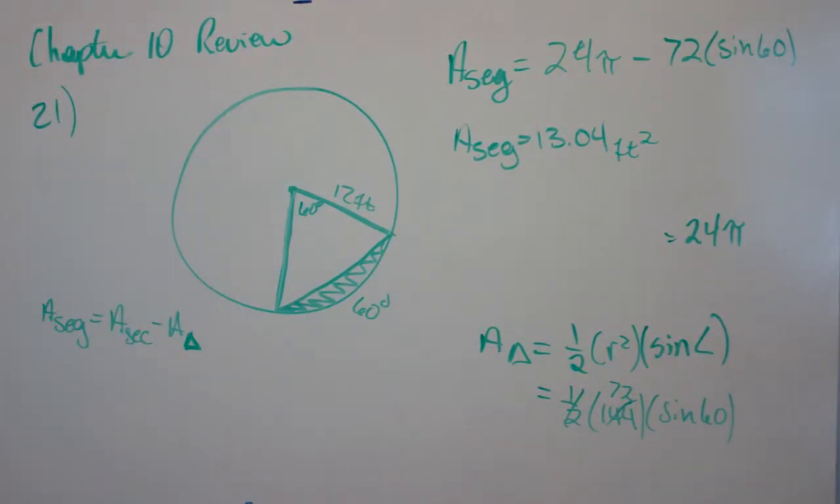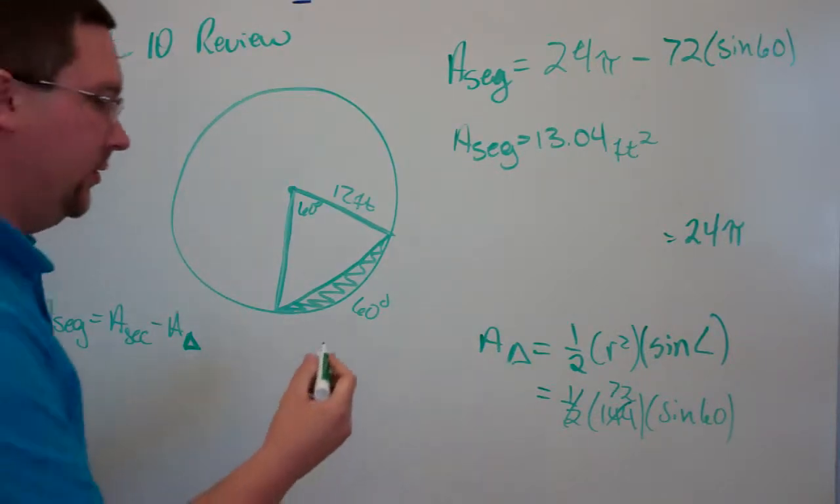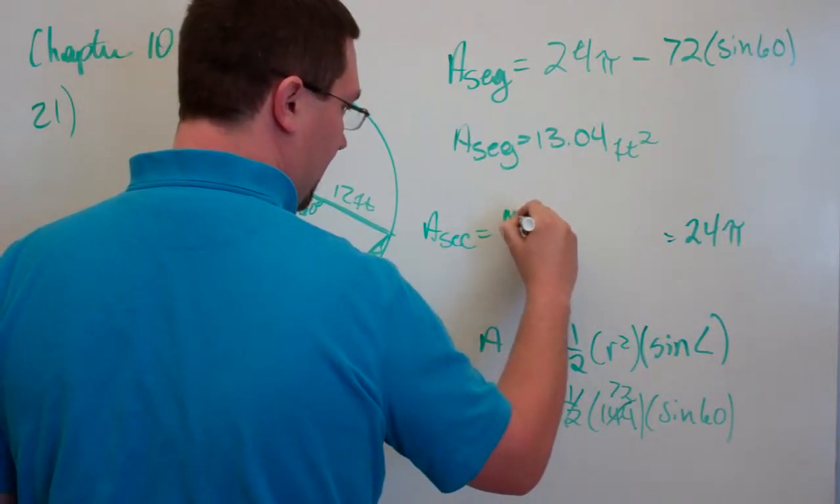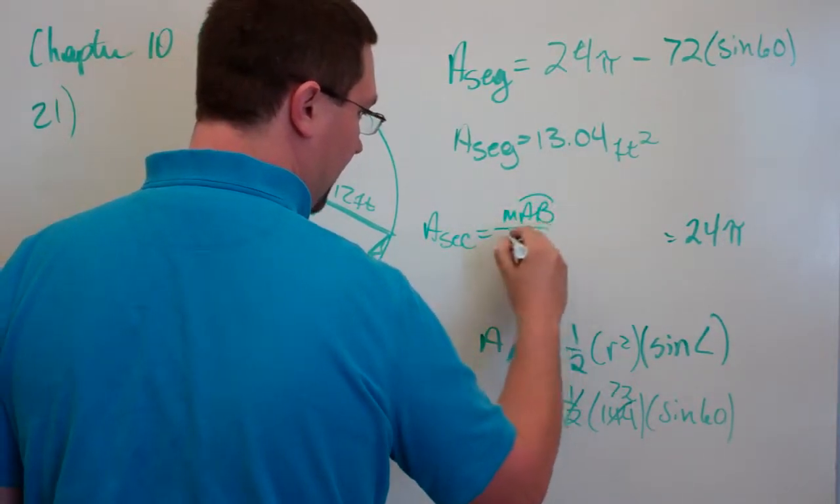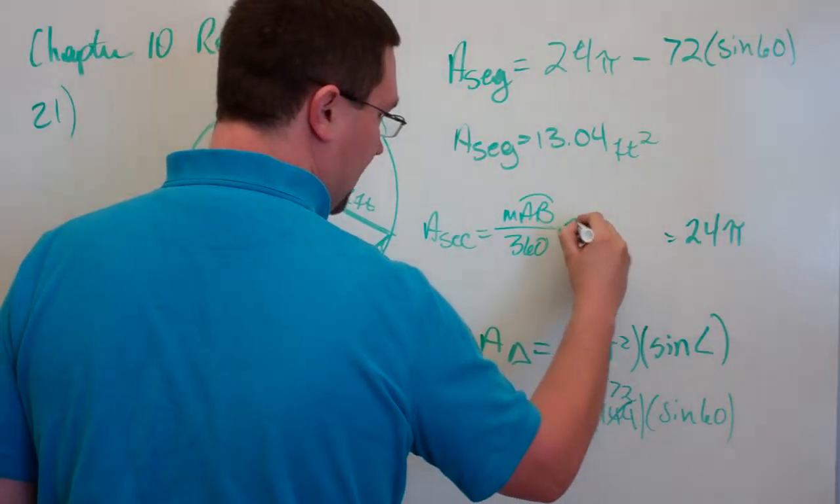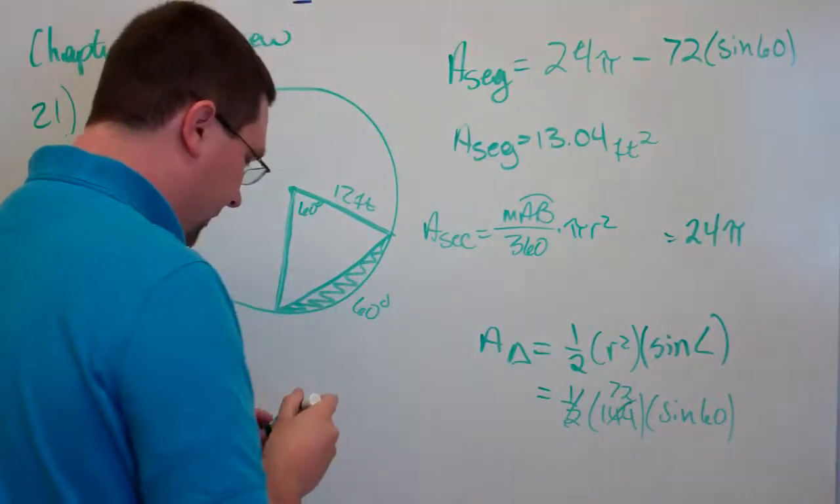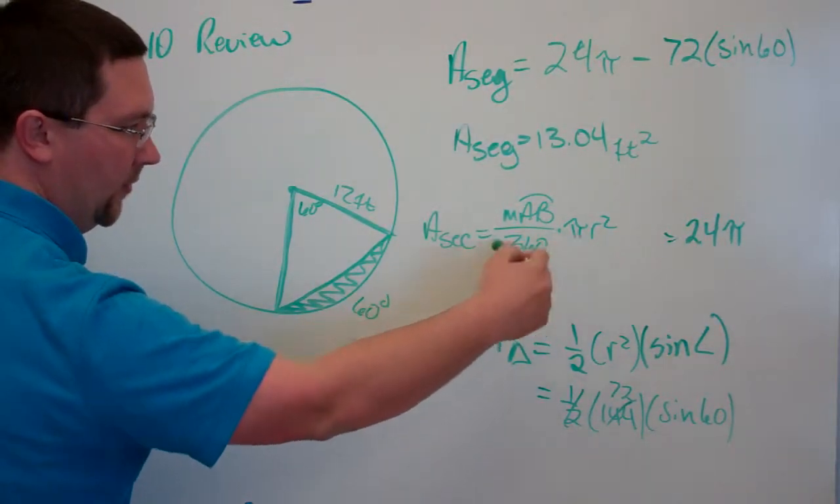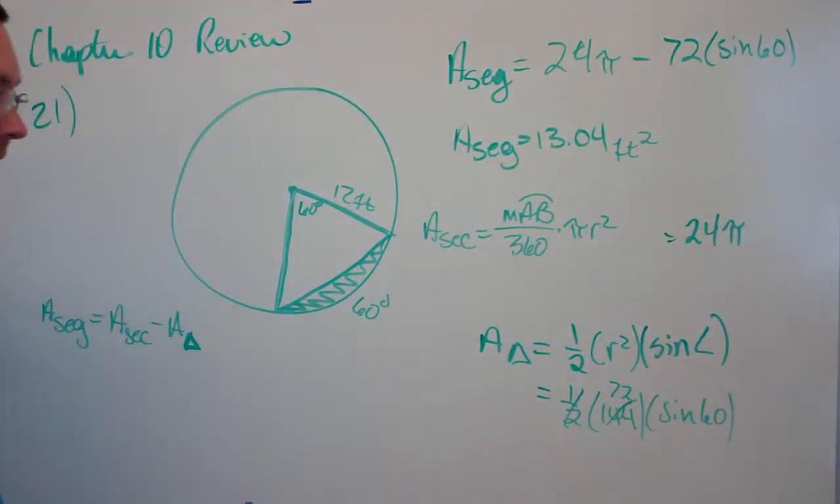So, just to review what I did. Area of the segment, which is like the pizza crust, is the area of the entire sector, which is like the slice of pizza, minus this triangle. So to do the sector, I erased the formula, but the area of the sector, remember, is the measure of your arc AB over 360 times pi r squared. So this is 60 over 360 times pi times 144. That reduces down to 24 pi.